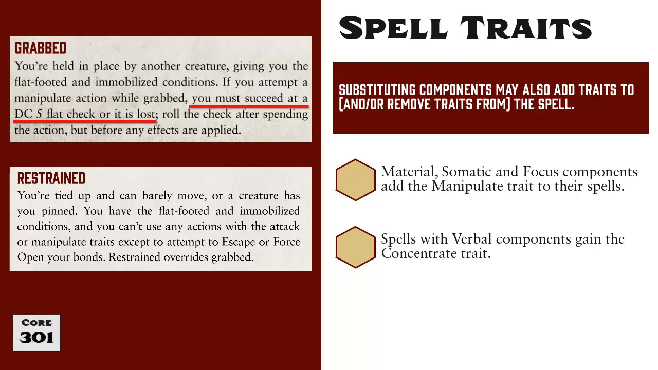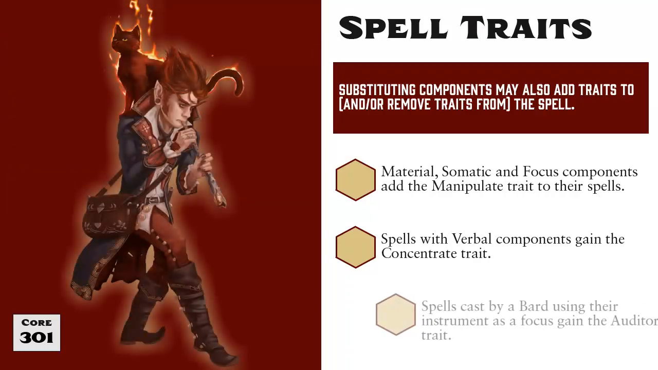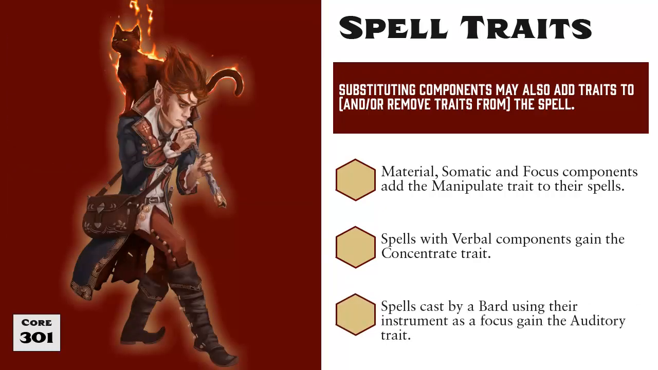And when you use component substitution, the traits change accordingly. When a bard uses their instrument as a focus, that spell gains the auditory trait, which means any target that cannot hear it is immune to the spell. And it also makes those spells susceptible to another bard's counter performance.